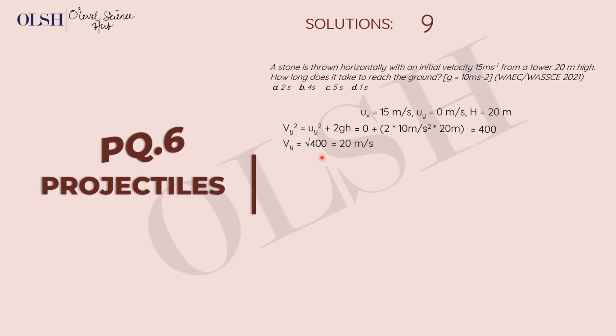So what do we do with this now? We now use it to go find the time taken for it to do this journey. To do that, we use another formula, v equal to u plus gt, where we have our final velocity as 20 meters per second, initial velocity as 0. Of course, remember we are considering the y components. So we have 10 meters per second squared for gravity. If we simplify this, t is 20 meters per second divided by 10 meters per second squared, which will give us 2 seconds.